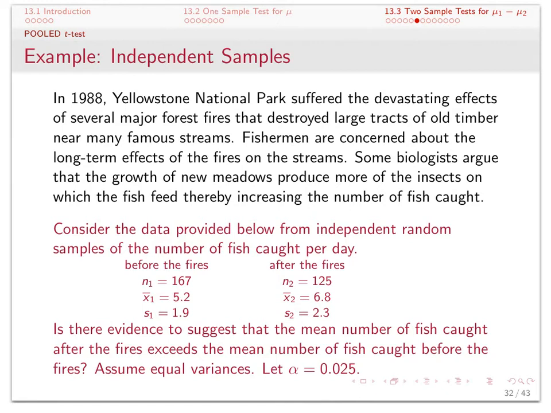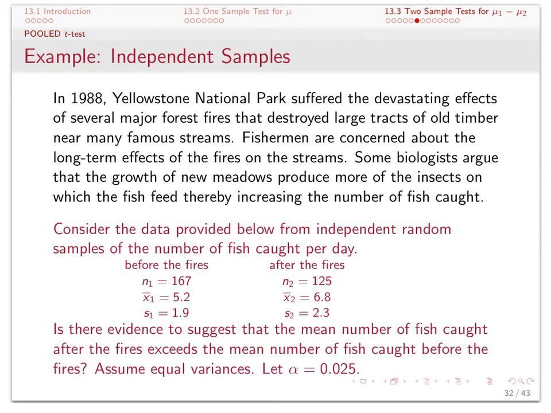However, some biologists have argued that the growth of new meadows would produce more of the insects on which the fish would feed. In other words, the biologists are suggesting that there's a possibility that improved fishing could be a long-term effect of these 1988 fires. And rangers have collected data detailing the number of fish caught by fishermen on a daily basis. And the park's publication, Yellowstone Today, has indicated that the biologists' claim has been correct and that fishermen have been satisfied by the increase in their daily catch.